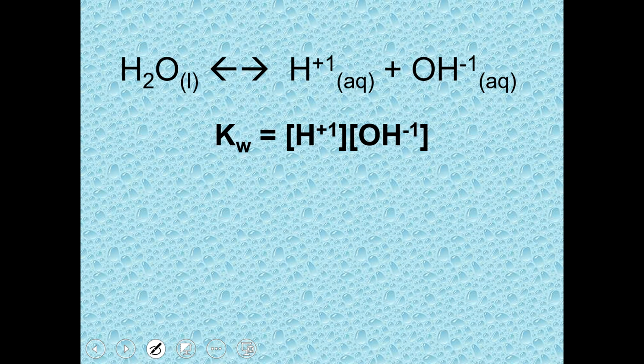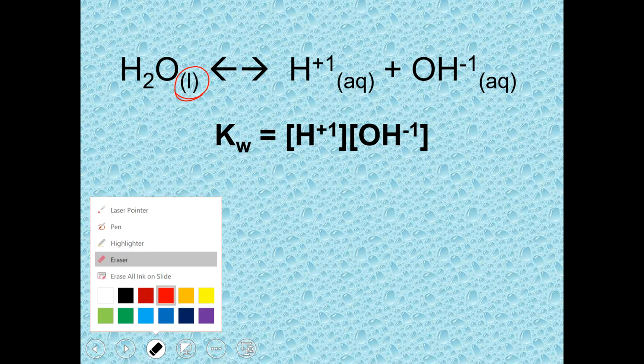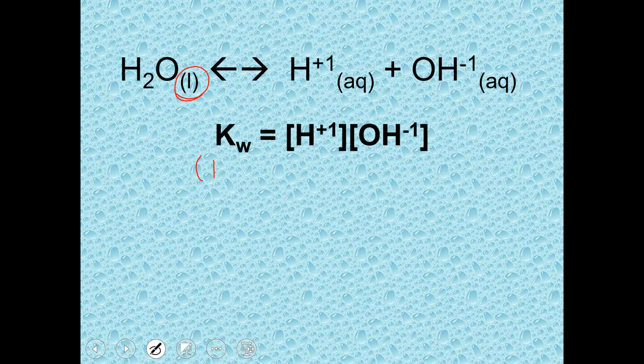So we've got the product of hydrogen and hydroxide on the top, and then on the bottom there's nothing because water is a liquid and we don't include pure liquids in our equilibrium expressions. Instead of calling it a KEQ, we call it a KW. It's the same thing as a KEQ, but it's just the equilibrium constant for water. And since it's so commonly used, it kind of got its own little symbol, KW.